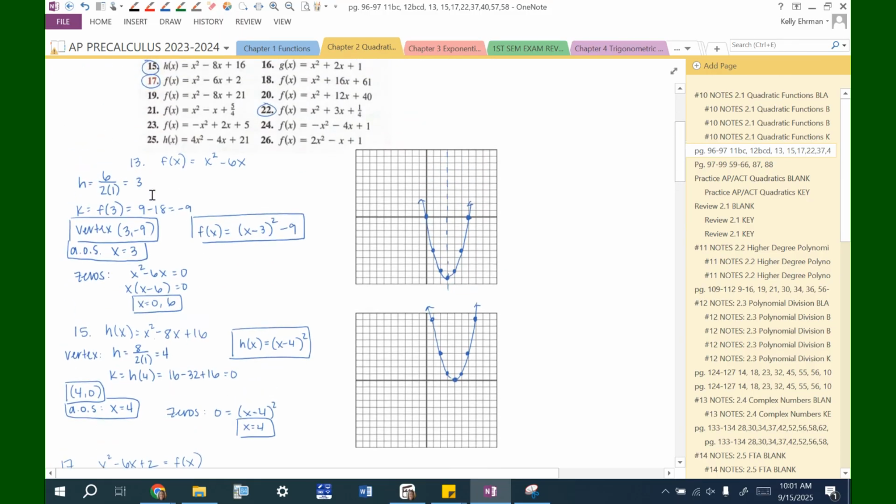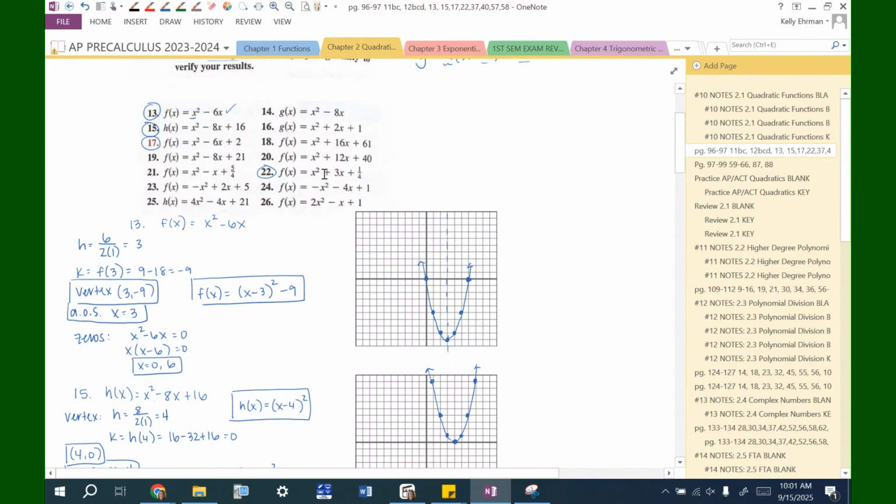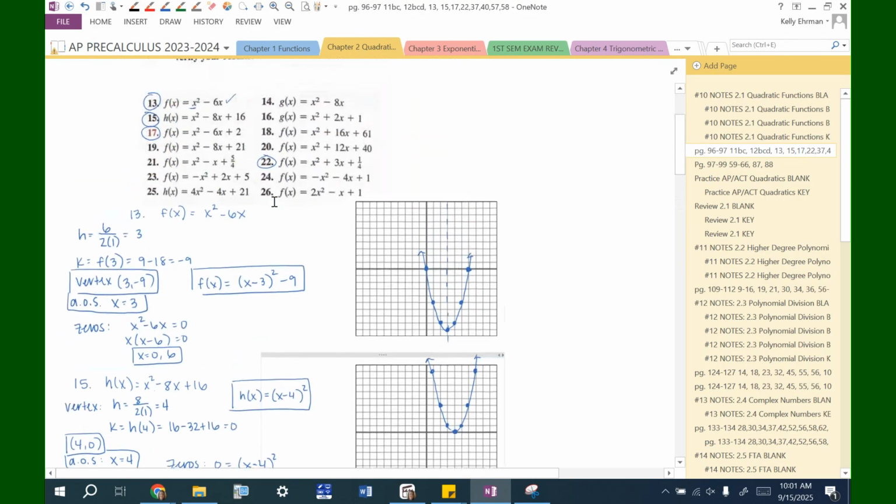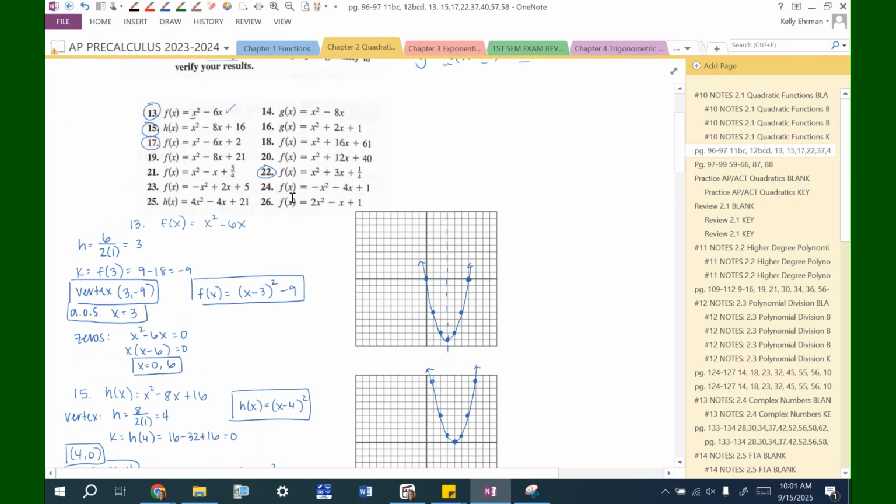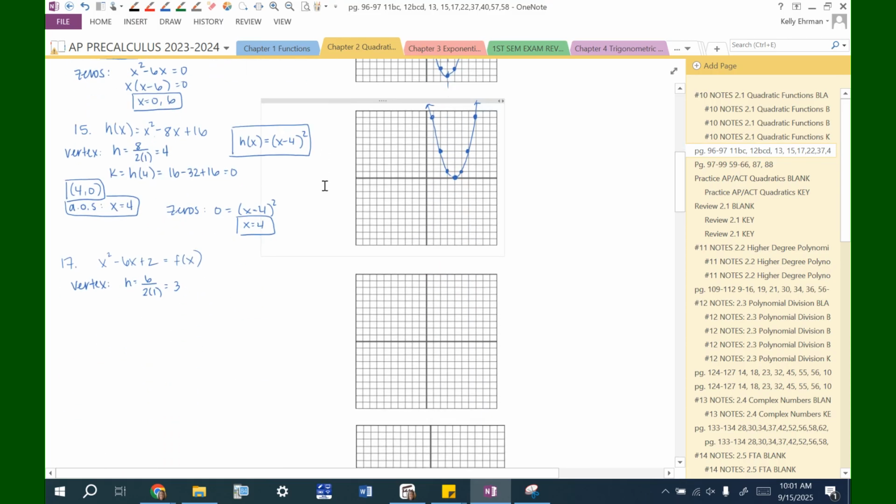Why don't I have any of these? Why didn't I do any with a number in front? I don't know. I guess because most in this section are not here. You know what? We're going to do, instead of 17, let's do 23. I'm making a change. 22, 23. So let me go ahead and do 22.